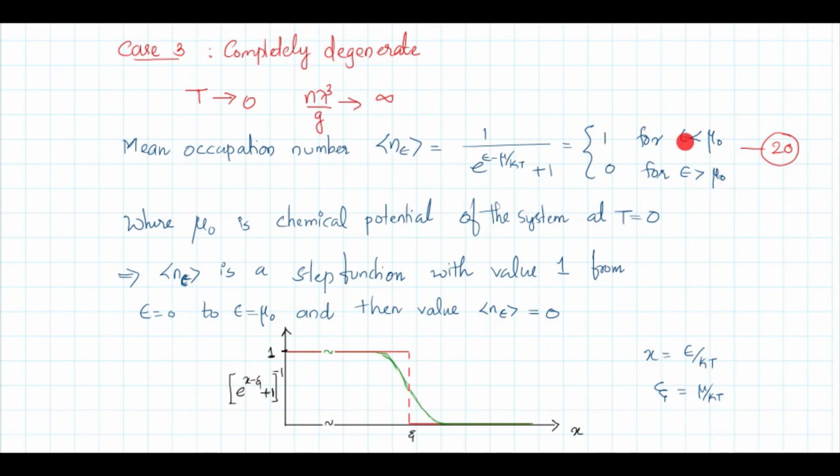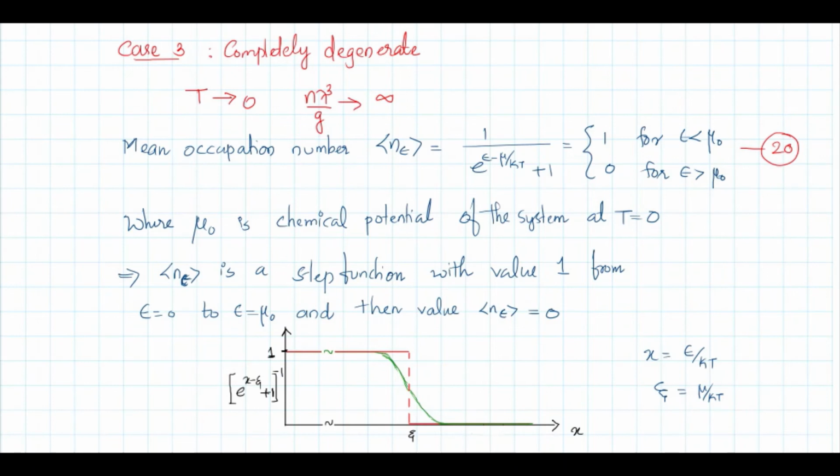If E is less than mu, then the numerator will be negative, and when T equal to 0, this becomes e raised to minus infinity. e raised to minus infinity is 0, so this becomes 1. If E is greater than mu, this numerator is a positive value. When T equal to 0, this becomes e raised to plus infinity. e raised to plus infinity is infinity, so 1 by infinity is 0. That is, the occupation number will be a step function, this red curve.